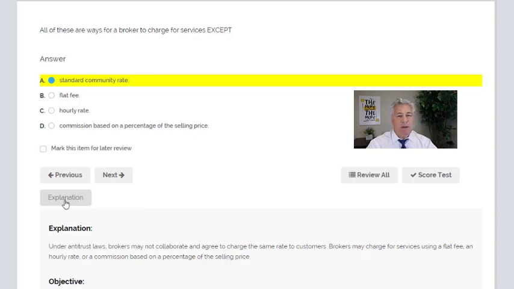That would mean the brokers got together and standardized the fee, which would be an antitrust violation. Under antitrust laws, brokers may not collaborate and agree to charge the same rate to customers. Brokers may charge for services using a flat fee, an hourly rate, or a commission based on a percentage of the selling price. There is no such thing as a standard community rate, though.